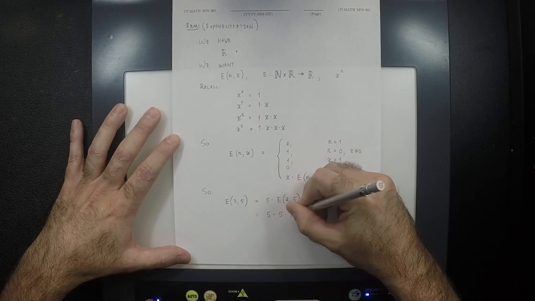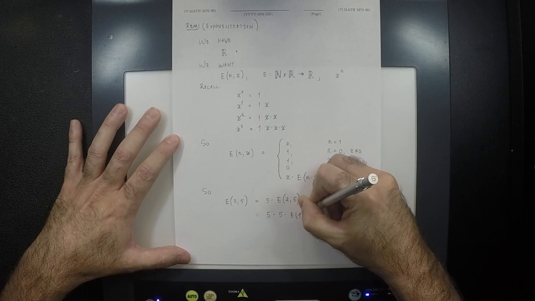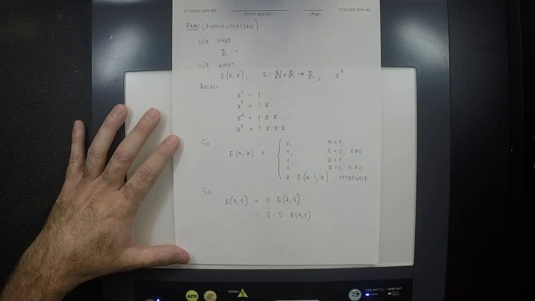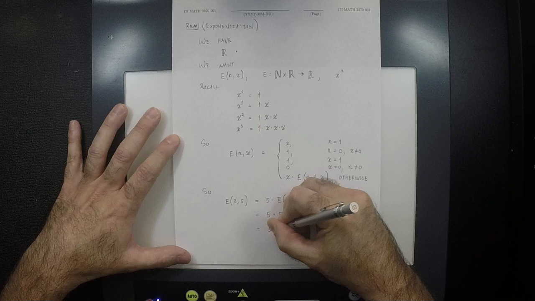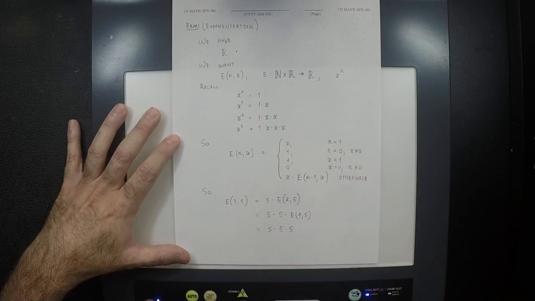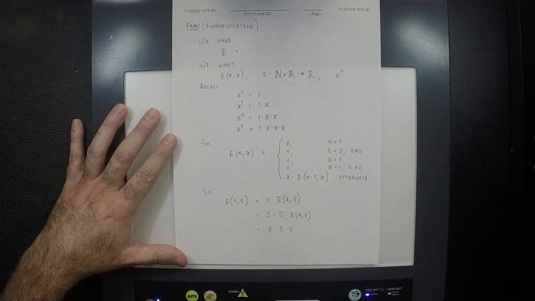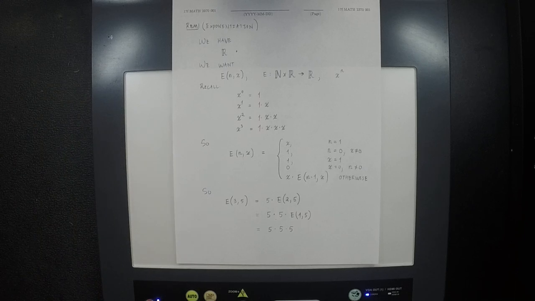5 times e of 1 and 5. Okay, what is e of 1 and 5? 5, right? That's one of these cases. So this would be 5 times 5 times 5. Is that, in fact, 5 to exponent 3? Yeah. It is. Terrific. So now we have the ability to exponentiate something, even if we don't have an exponentiation operator, even if we only have multiplication. We can exponentiate things now. Okay. Yes, MATLAB has an exponentiation operator.